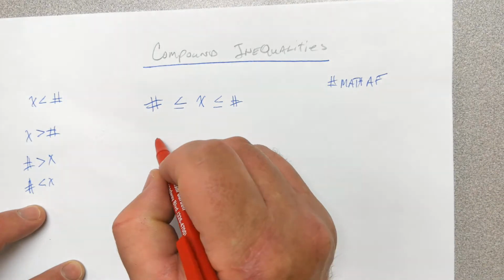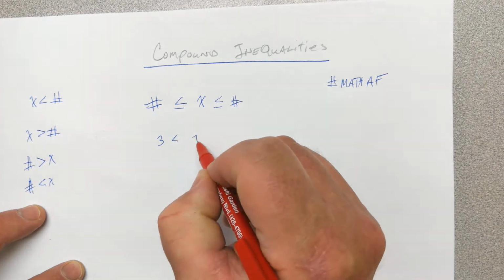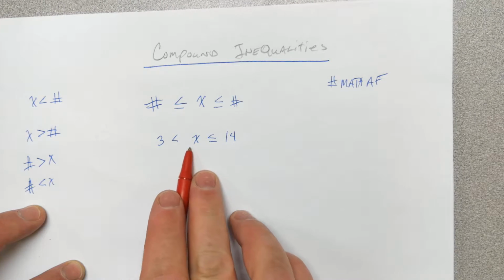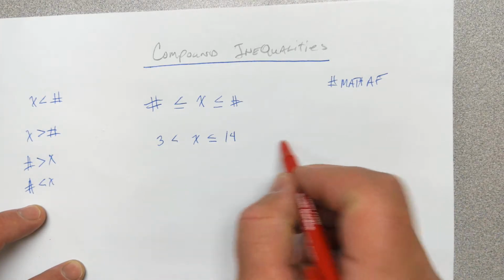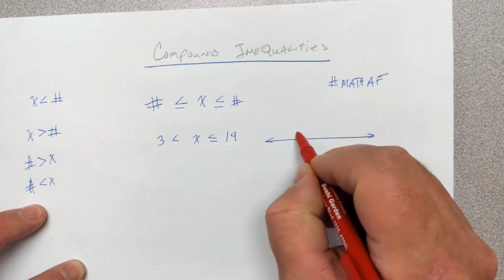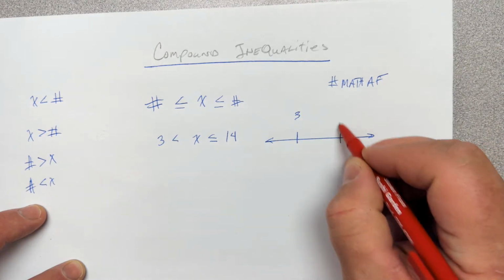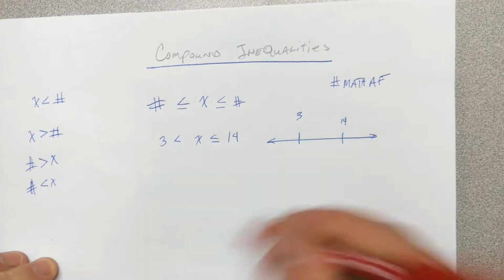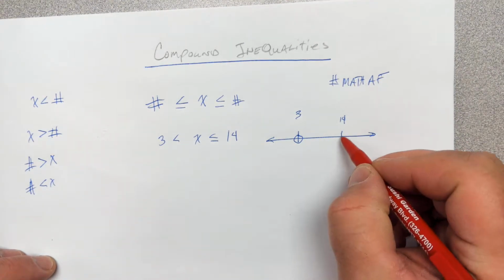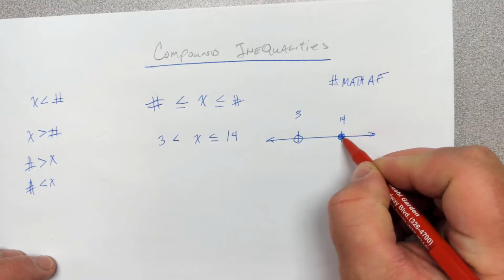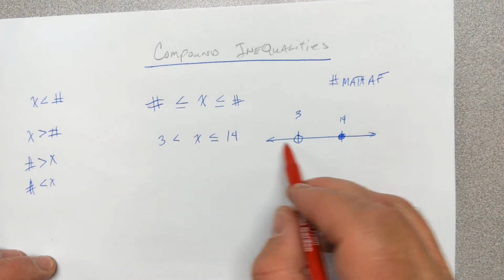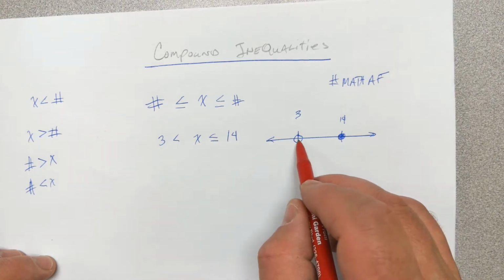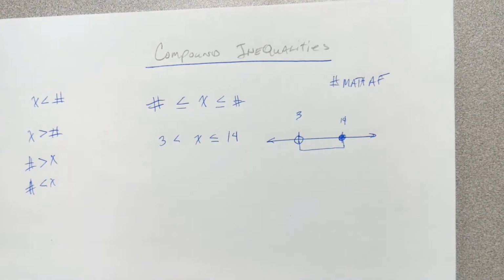And so let's say you did some math, and you ended up with this: 3 is less than x, and that's less than or equal to 14. The way that graph would look is you would have a 3 and a 14. Open circle for the 3. Solid dot for the 14. And then x is in between. You see, x is more than 3, but x is also less than 14. So the graphs are going to look like that.